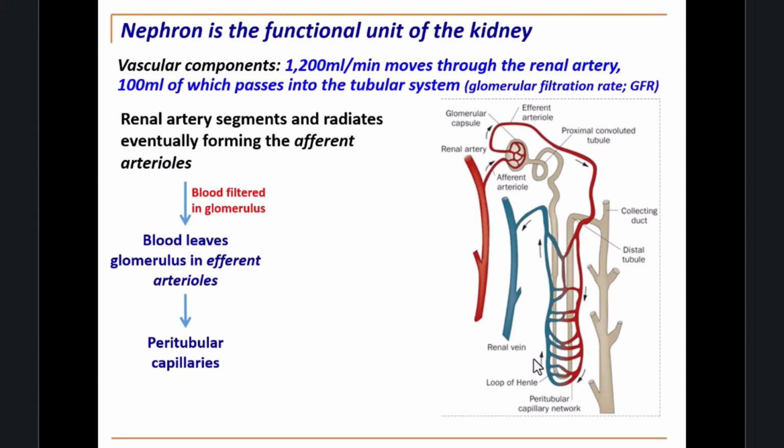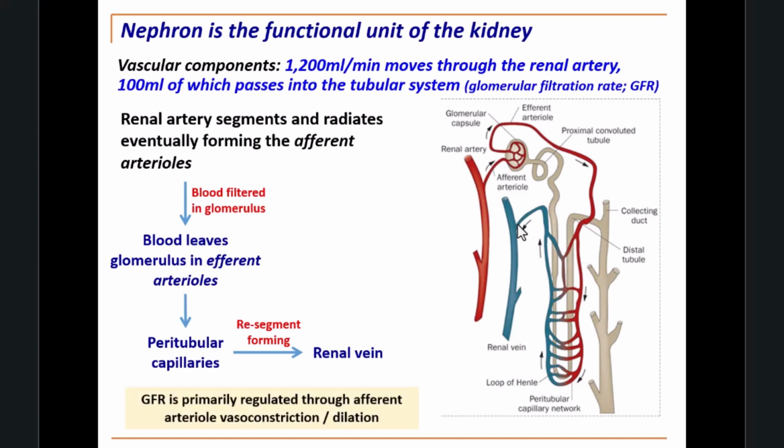So those peritubular capillaries have an important role. We'll talk about the other roles in a second. They then resegment, as you can see following this image, into the renal vein, and then the renal vein goes back into the inferior vena cava and back towards the heart.